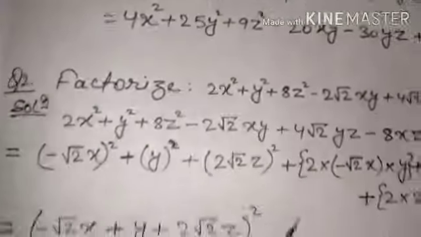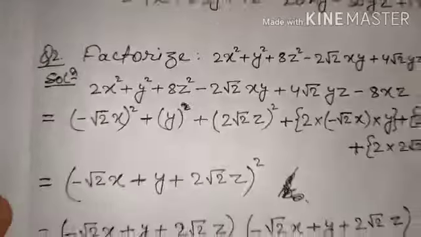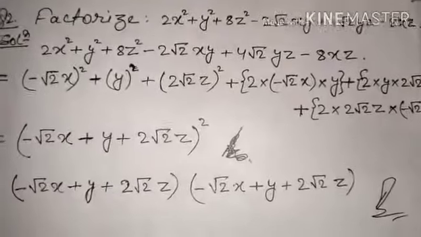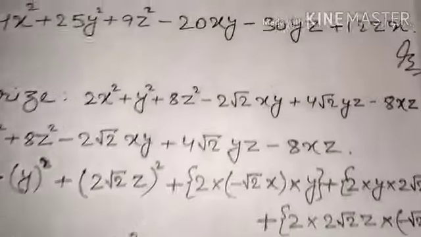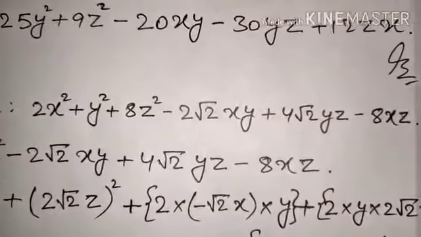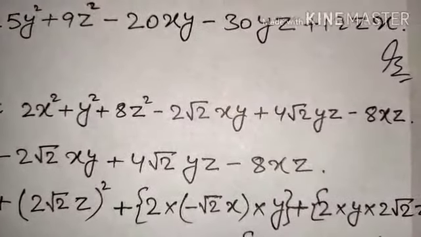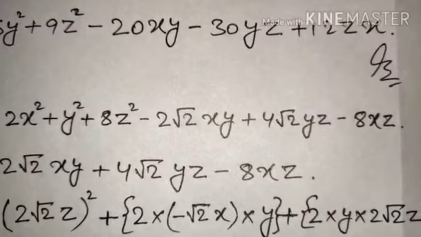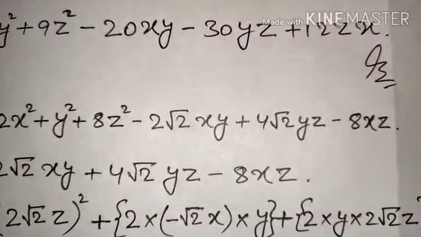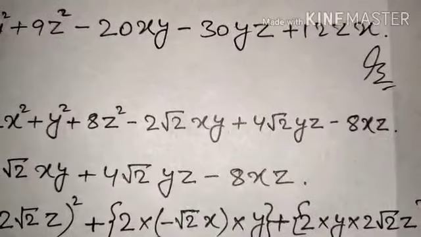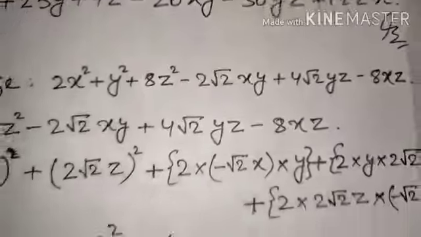Okay, now one more question on factorization, based on this identity only, I had discussed. Let us see that also. This is the expression which we have to factorize: 2x square plus y square plus 8z square minus 2 root 2xy plus 4 root 2yz minus 8zx, or we can call it 8xz.